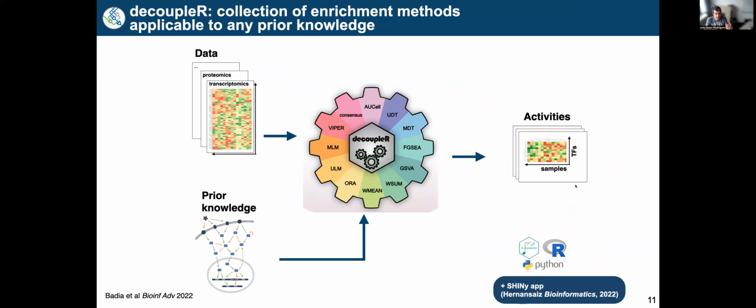How you would do this estimation of the activity from the targets is something you can do with many methods. And because we wanted to be able to try different ones and combine them, we developed a small package called decoupleR, which is a collection of these enrichment methods that can be applied to any prior knowledge and any type of data. You can use methods from overrepresentation analysis to different variations of gene set enrichment analysis and many others, as well as a consensus method. This is an R package, also a very fast Python package, and it is also available through a Shiny app.